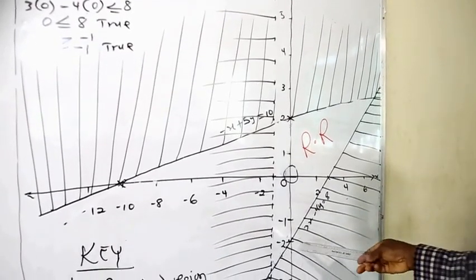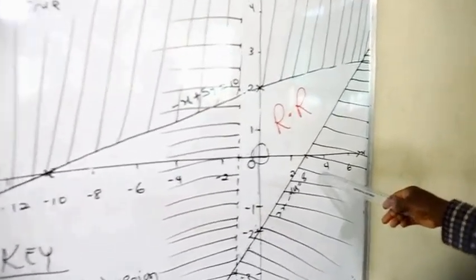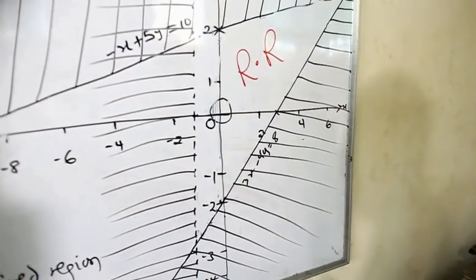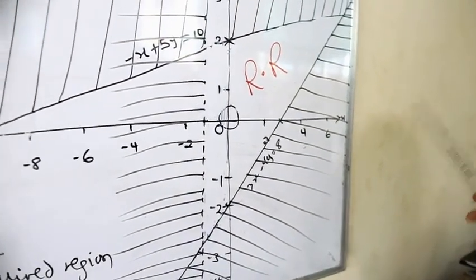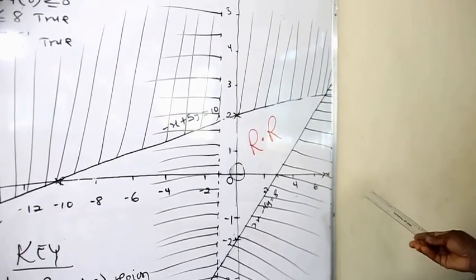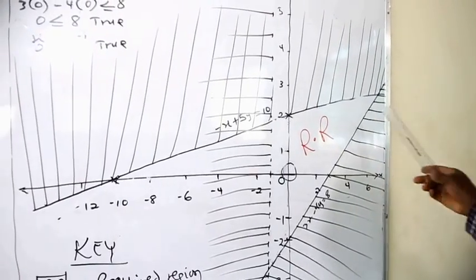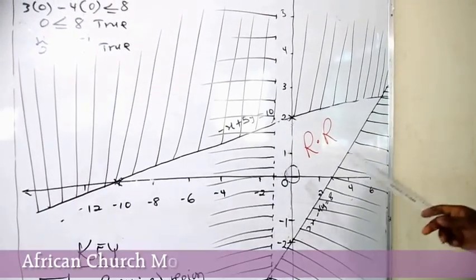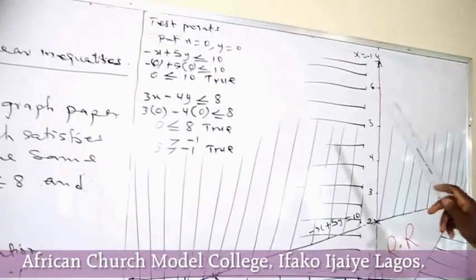This is the line representing the equation, which is 3x minus 4y is equal to 8. Then we need to shade part of it. So we are going to test, test point, to know the area to shade. And I told us that the quickest way of having a test point is to use the origin.